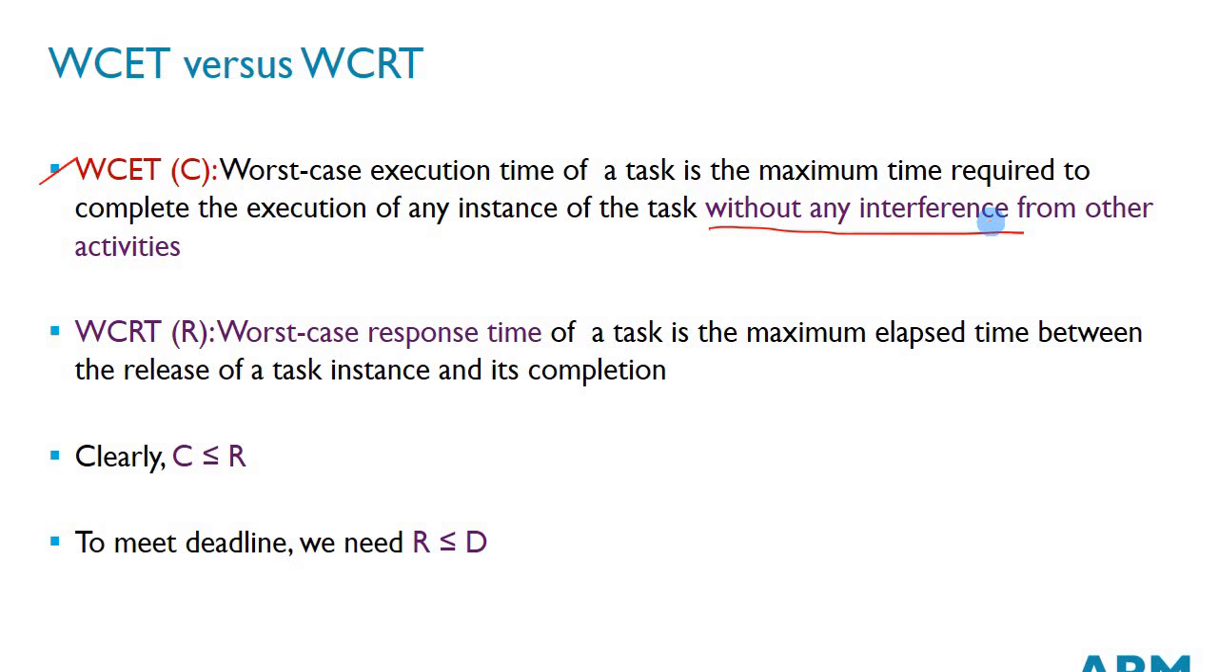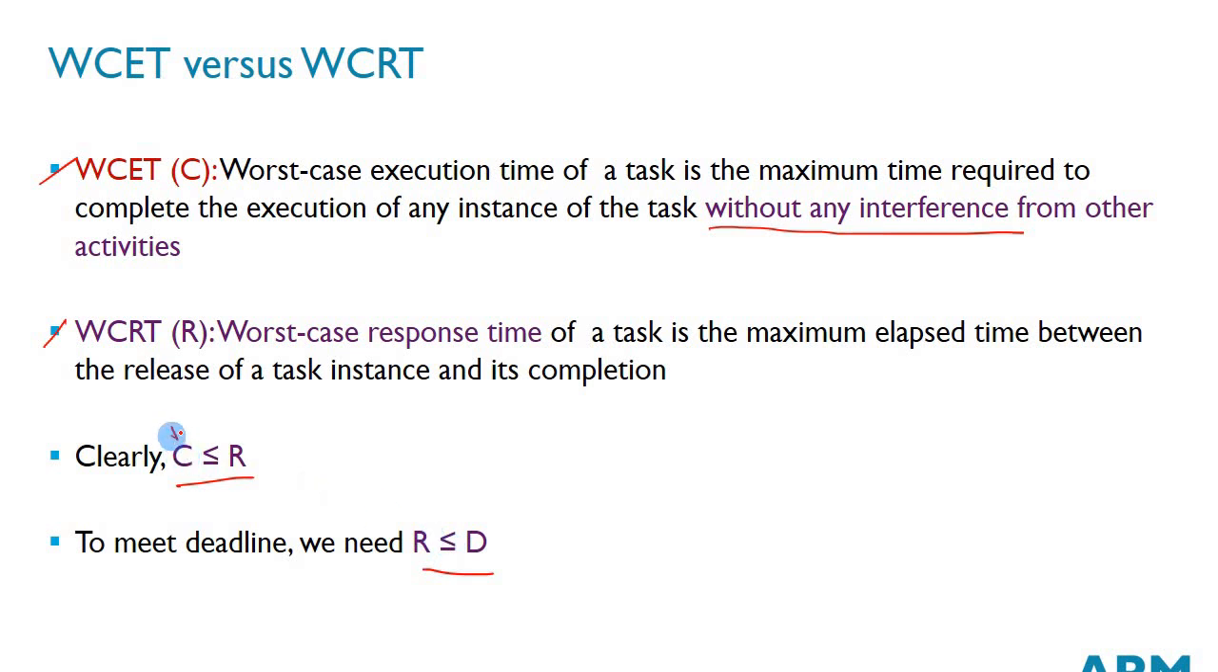Okay, that means there is no preemption of this task by another task. The worst case response time is the maximum time that you can have, taking into account any form of interference or preemption by other higher priority tasks. So that is your worst case response time. Definitely C has to be less than or equal to R, and R has to be less than or equal to D. Okay, so I think this is quite clear.